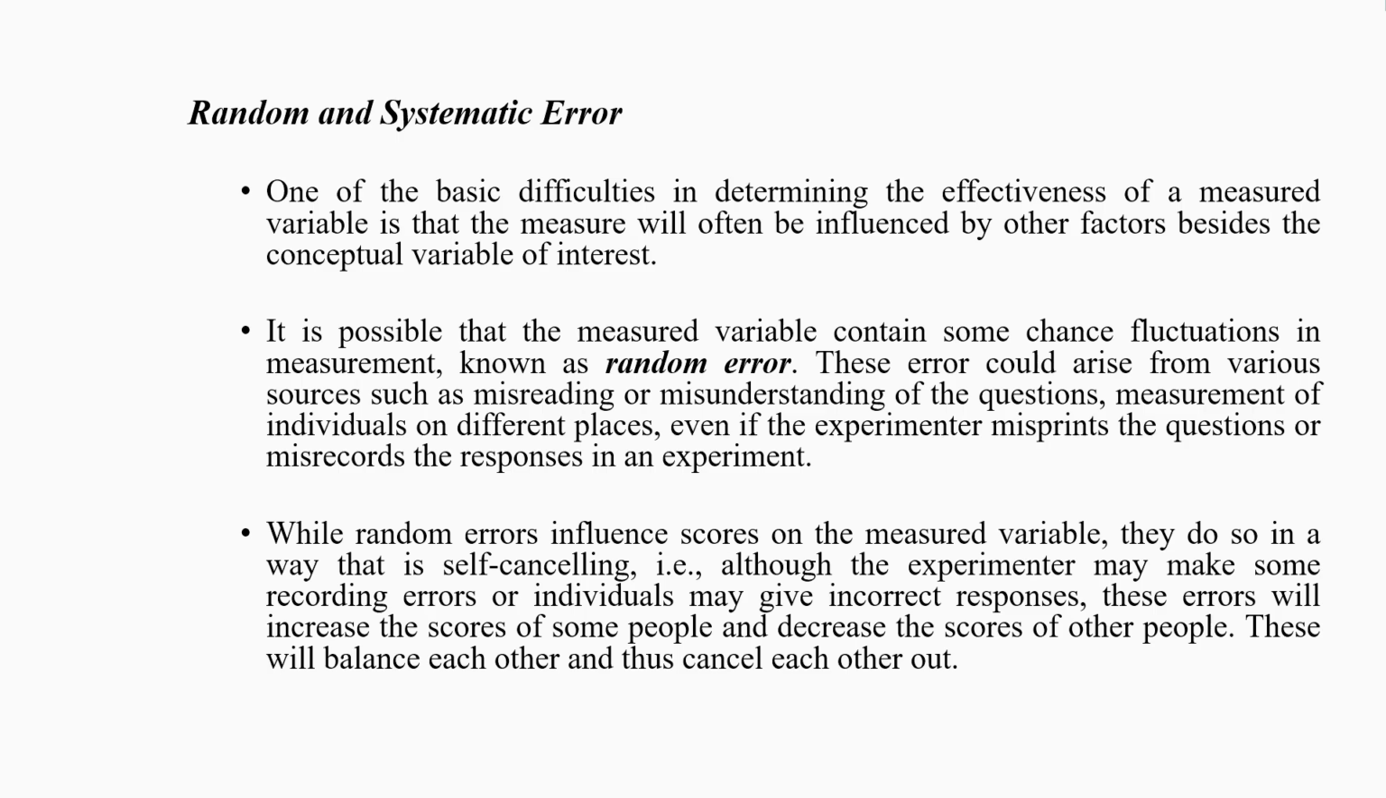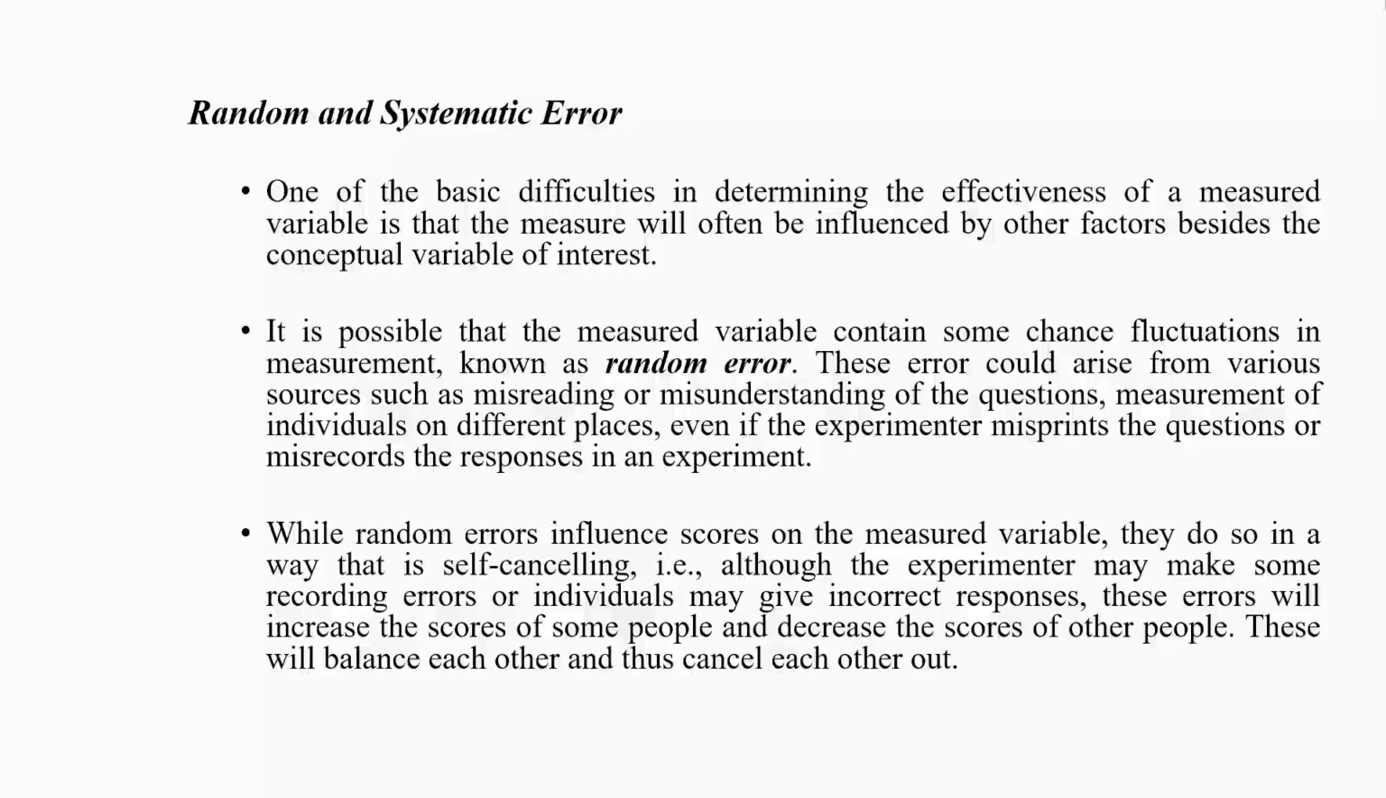Now, one of the basic difficulties in determining the effectiveness of a measured variable is that this measure will always be influenced by some kind of error. Remember, we were talking about error and how we minimize the possibility of error by increasing the number of measurements. The idea is, the more measurements we take, the more this random error reduces. So, that is the concept we are going to talk about today. What are the sources of these errors? These errors typically are clubbed under what is called random error, and that random error can arise out of many sources. Let us look at that.